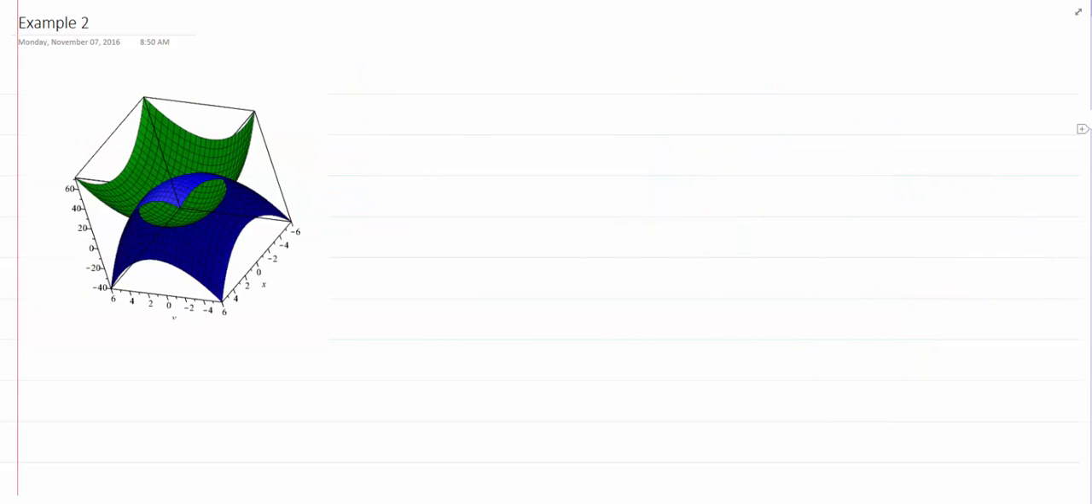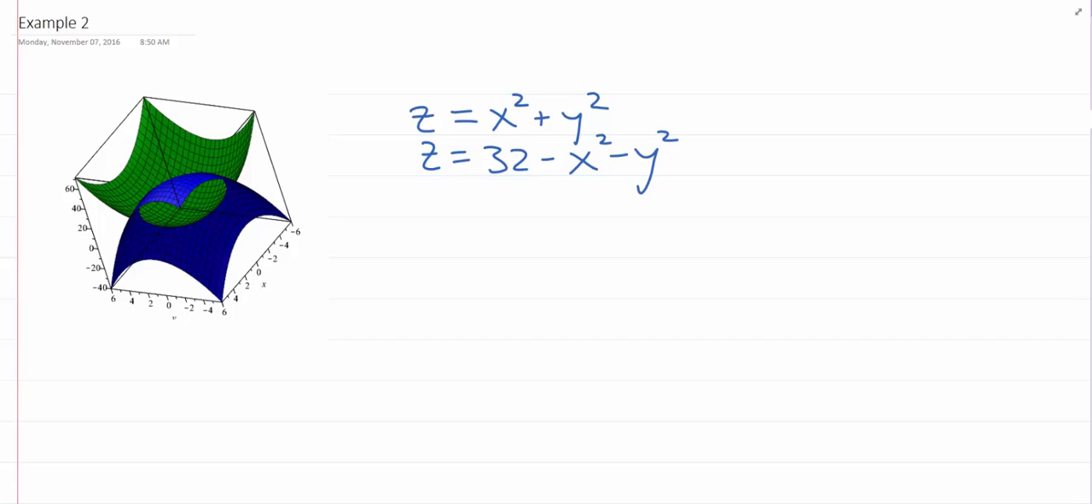Now, let's spice up the region just a little bit. Let's suppose that we want to get a volume, and let's suppose that the volume we want is bounded by this: z equals x squared plus y squared, and z is equal to 32 minus x squared minus y squared. Let's suppose that we want the volume of the solid bounded by that thing.